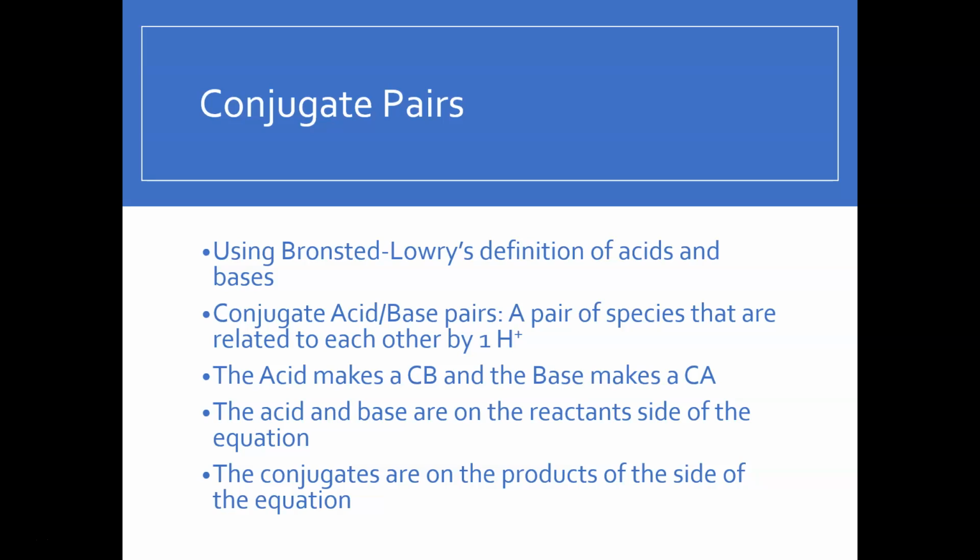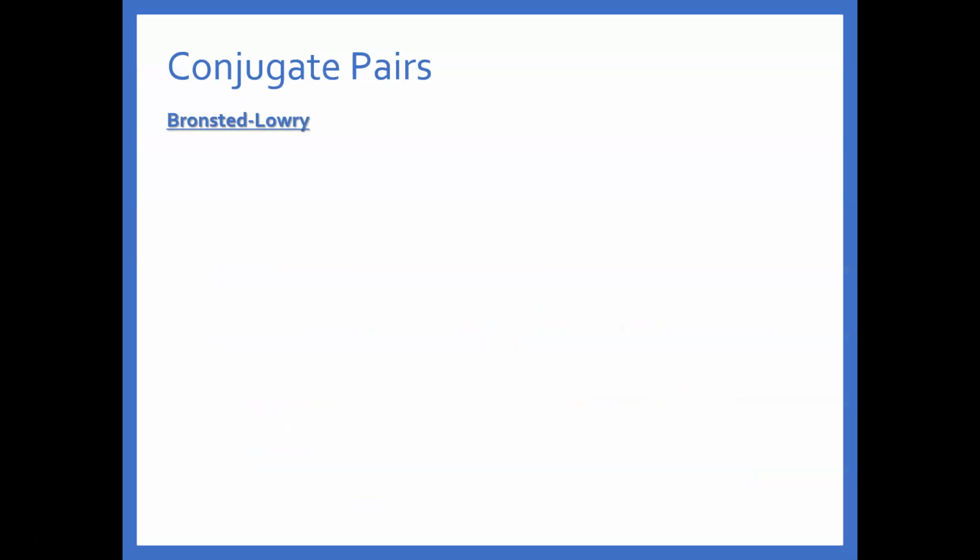So based on Bronsted-Lowry's definition of acids and bases, conjugate acid and base pairs came along. And a conjugate acid and base pair is a pair of species that are related to each other by 1 hydrogen ion. So an acid is going to make what we call a conjugate base, which I often abbreviate as CB, and a base is going to make a conjugate acid, which I abbreviate as CA. The acid and base are on the reactant side of the equation. The conjugates are going to be on the product side of the equation. So let's take a look.